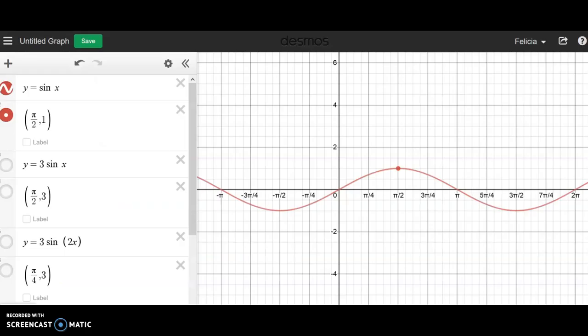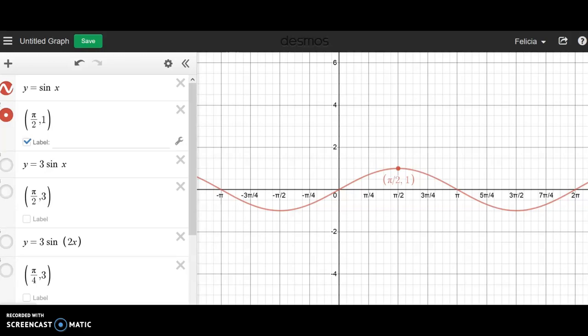So let's go ahead and take a look at our graph. We're going to start with just the basic sine of x graph. And let's look at one of the points on this graph, just so we have it to use as a reference point when we draw the rest of the functions. Let's look at the point pi over 2, 1, which is the point you see labeled there on your graph.